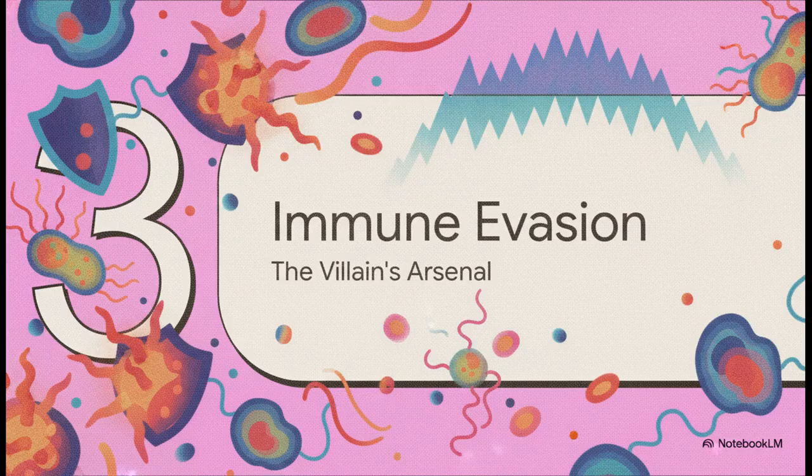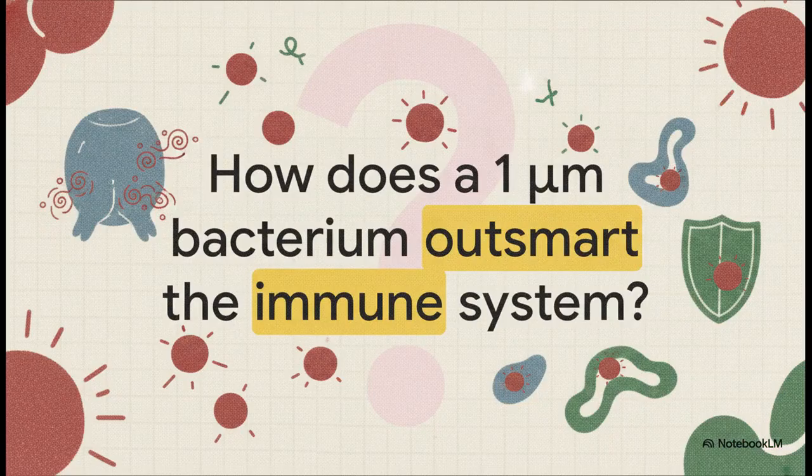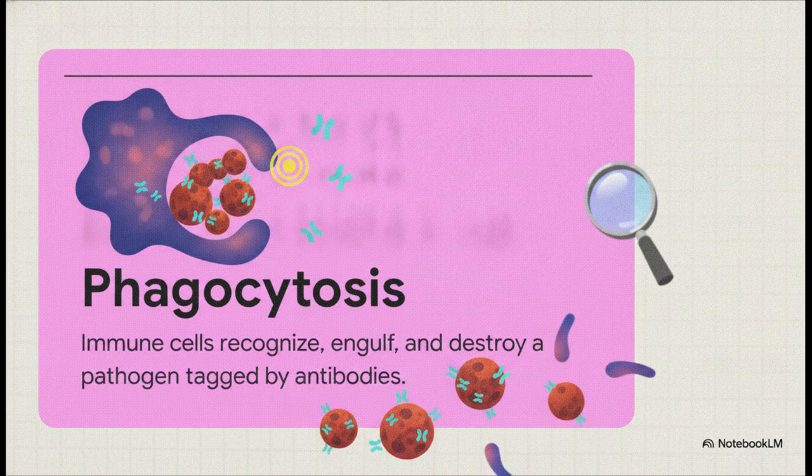Section 3. Mastering Immune Evasion, the Villain's Arsenal. Okay, let's leave the lab and get down onto the microscopic battlefield. Think about this for a second. How does a tiny 1 micrometer sphere manage to completely outsmart a massive, highly evolved bovine immune system? It all comes down to a really complex arsenal of virulence factors designed for pure subversion. To appreciate the sabotage, we kind of need to look at how things should work.